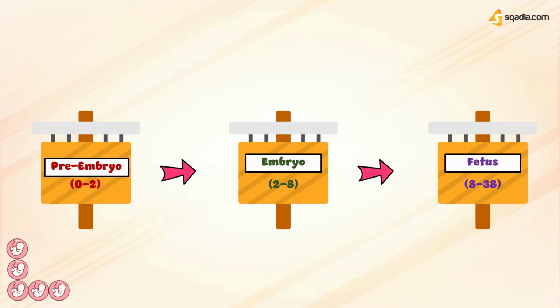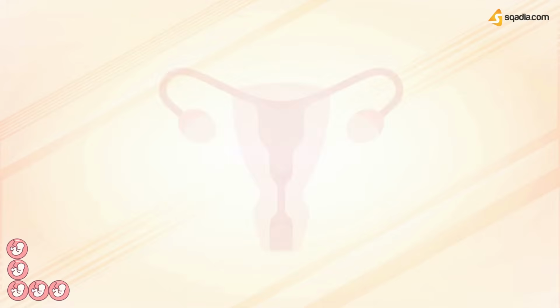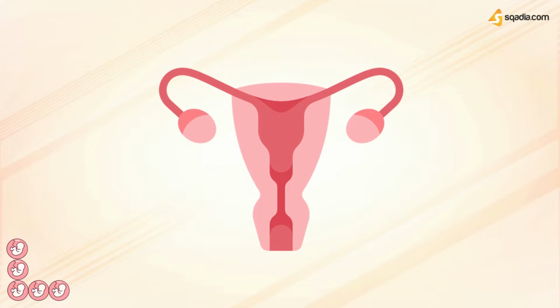Let's start with the pre-embryo at weeks 0 to 2, which is the first stage. The secondary oocyte is shed into the peritoneal cavity and directed into the adjacent fallopian tube, where fertilization must take place within 24 hours. Now let's discuss the function of sperm.